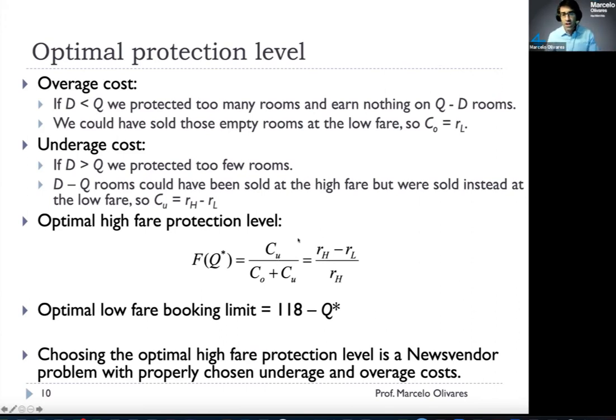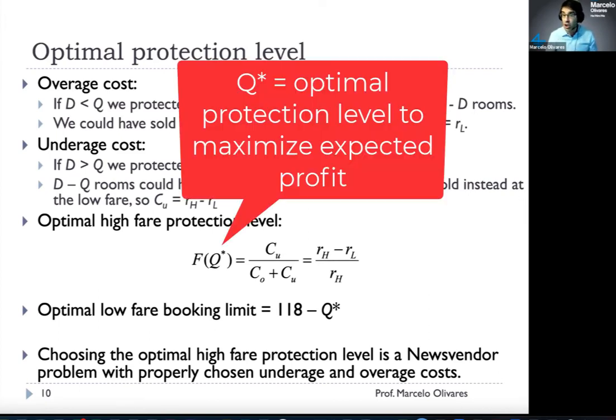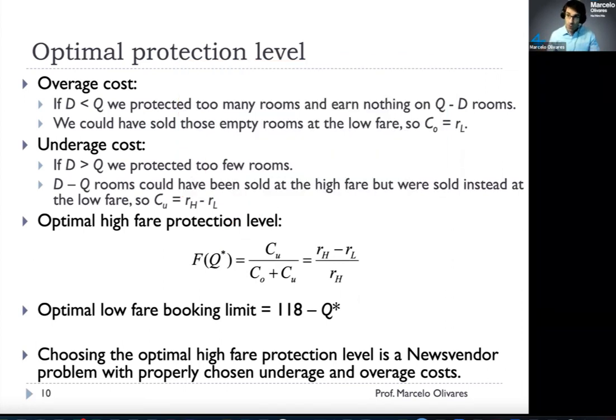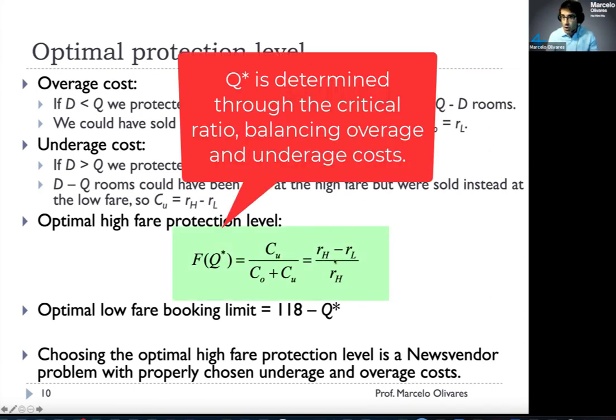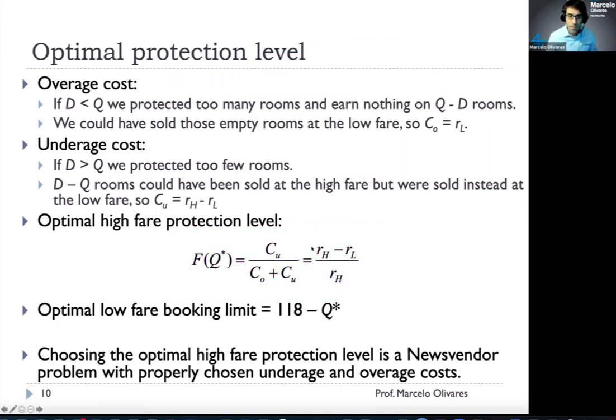So we do our calculations. We know we have to protect a certain number of rooms. We're going to call it Q, that basically balances between these two: the cost of protecting too much, having empty rooms, or the cost of protecting too little, selling them at a low price when you could have sold them at a high price. So that gives you CO and CU. You put it in our critical ratio equation, and you get this ratio, RH minus RL divided by RH. Okay, and so this gives us the optimal number of rooms to protect.